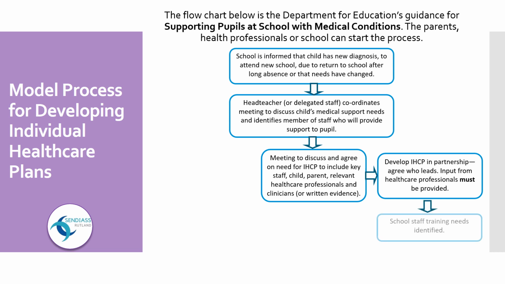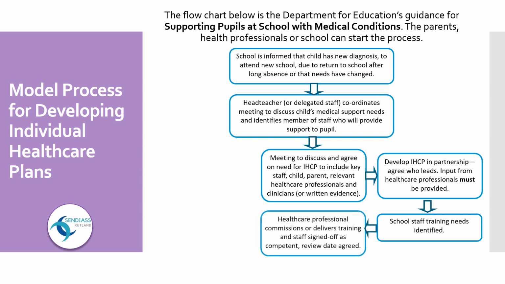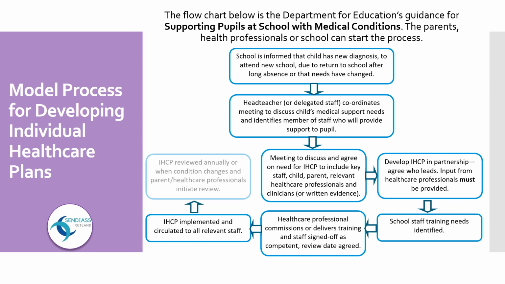School staff training needs identified. Healthcare professional commissions or delivers training and staff signed off as competent. Review date agreed. IHCP implemented and circulated to all relevant staff. IHCP reviewed annually or when condition changes and parent or healthcare professionals initiate review. And then back to starting the meetings again.